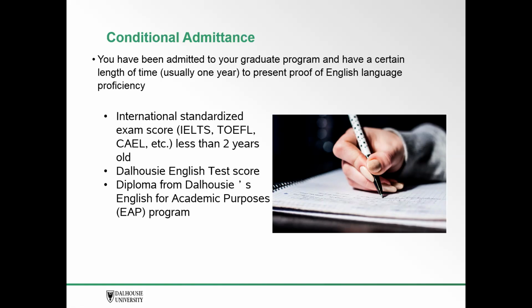What this means is you're accepted into your program except for one condition, which may be English language. In these cases, you usually have a length of time, and this is all in your acceptance letter. Usually it's 1 year to present proof of English language proficiency. So you're accepted into your program, but you have to show that you have met the language requirements within the next year. There are three ways to do this: an international standardized exam score that's less than 2 years old, a Dalhousie English test score, or the diploma from the Dalhousie English for Academic Purposes program.